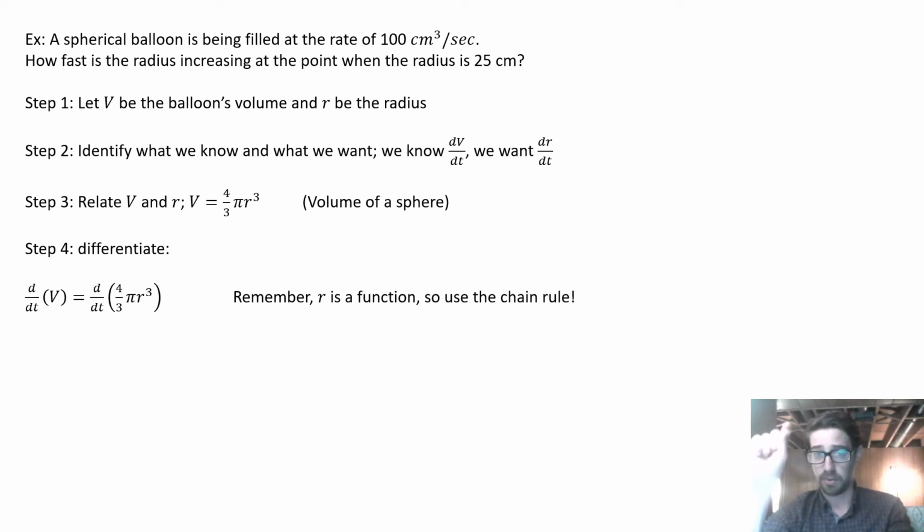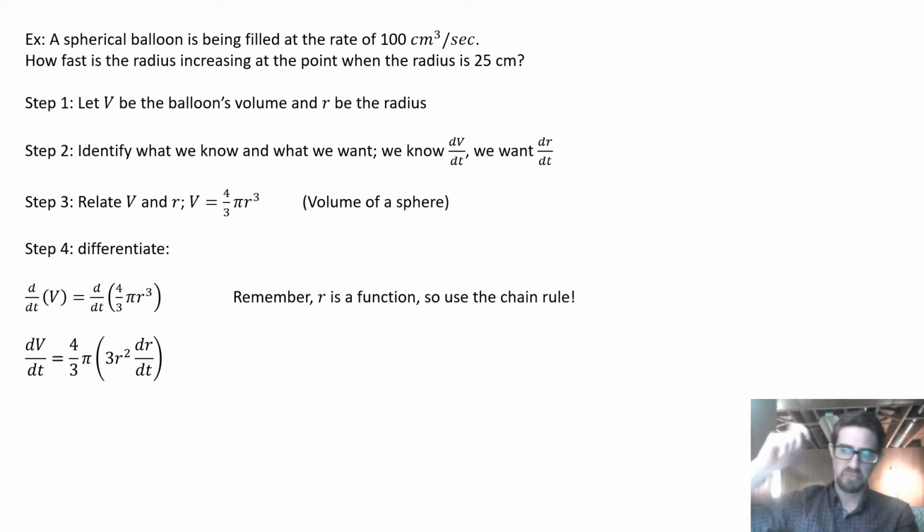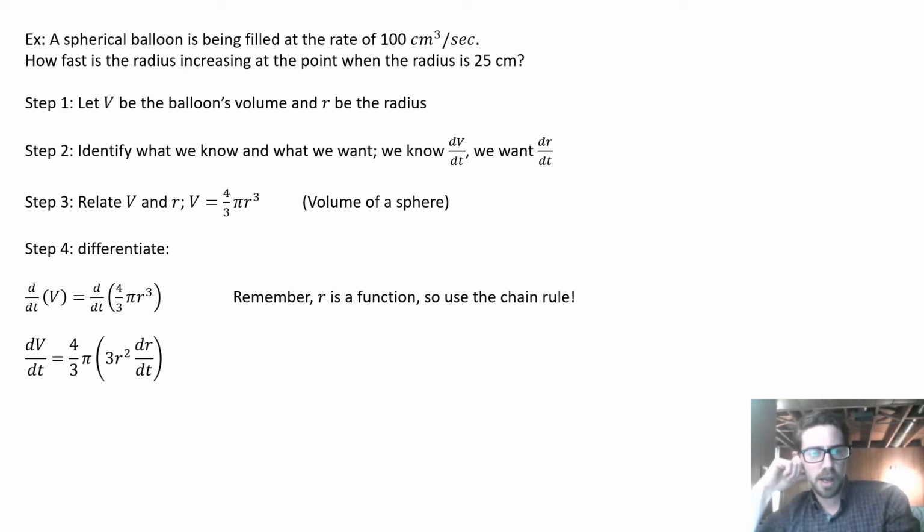So that's the chain rule, right? R is not just a variable, R is a function. So the 4/3 pi just comes along, that's still just a constant, it comes along for the ride. So it's 4/3 pi times chain rule 3r squared times dr dt. If you want to just use v prime and r prime for those things, go for it. I certainly wouldn't mark it wrong. I like to use this Leibniz notation for these. We can simplify that right side a little bit. The 3's cancel out, so it's 4 pi r squared times dr dt.